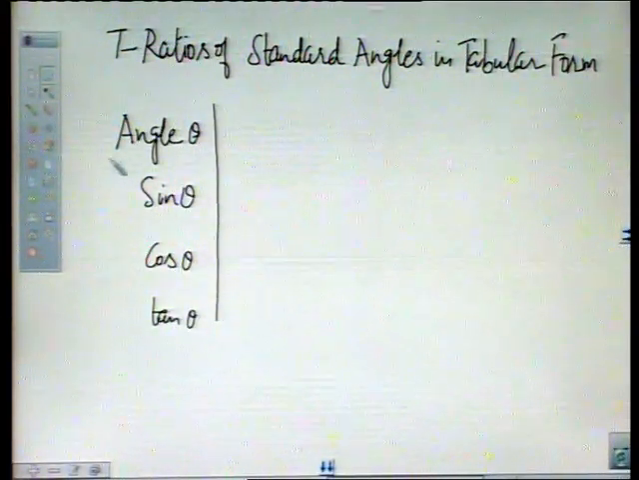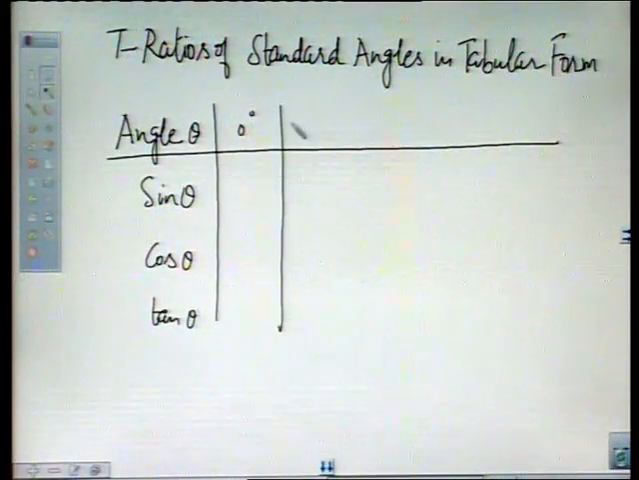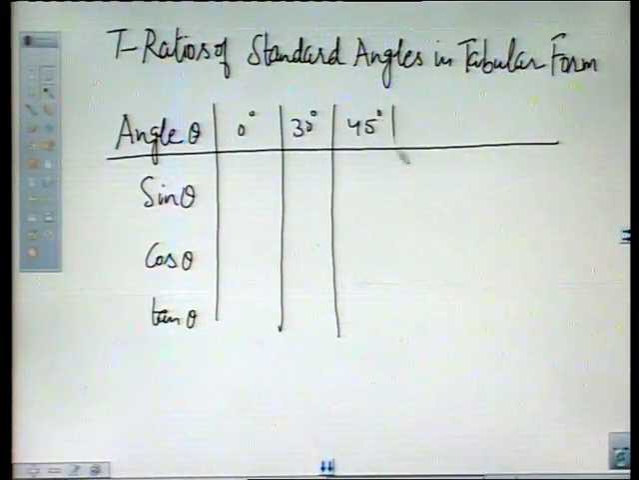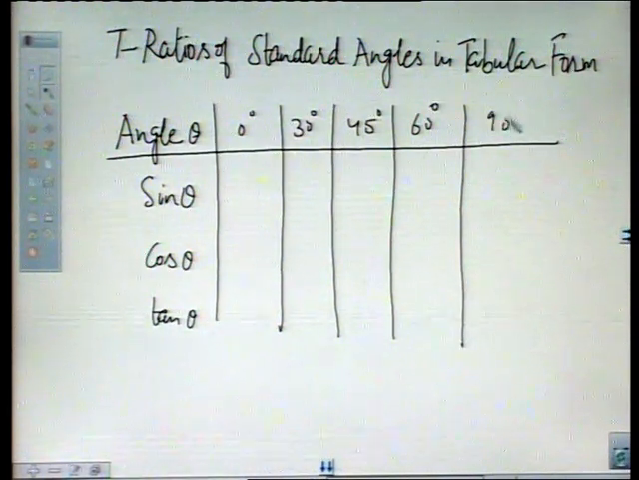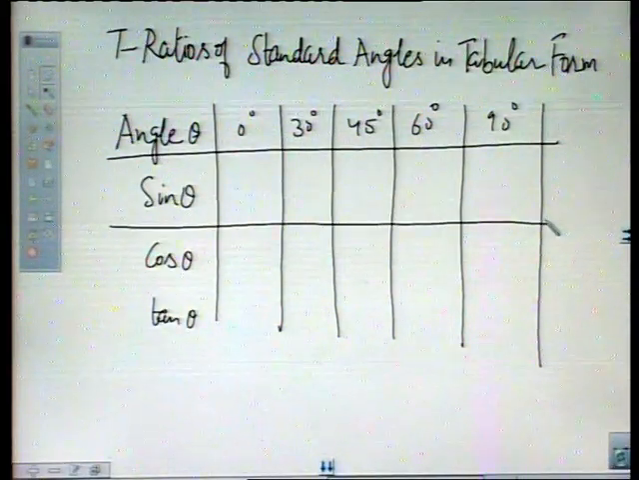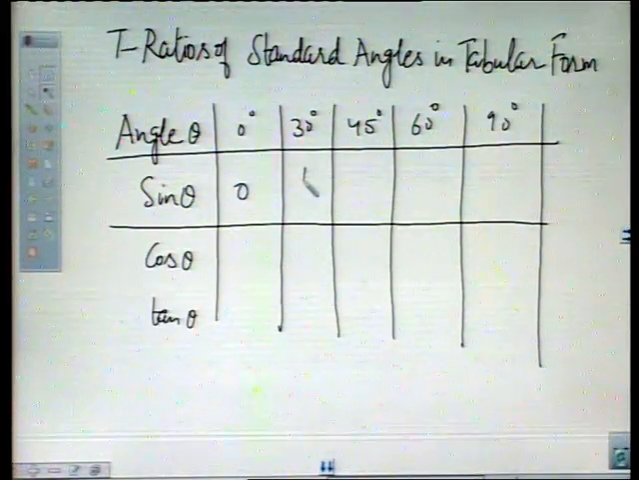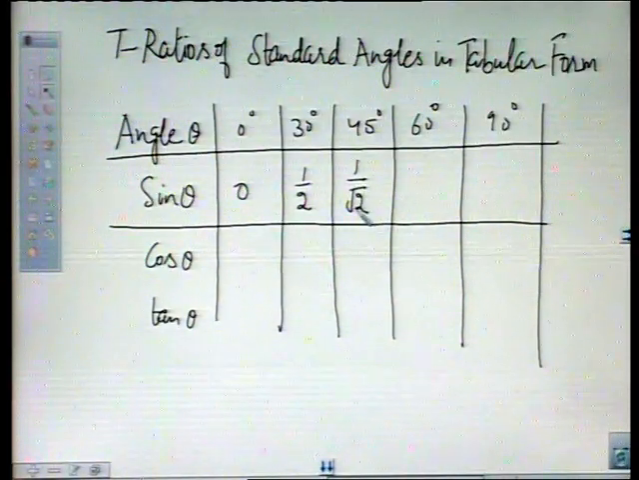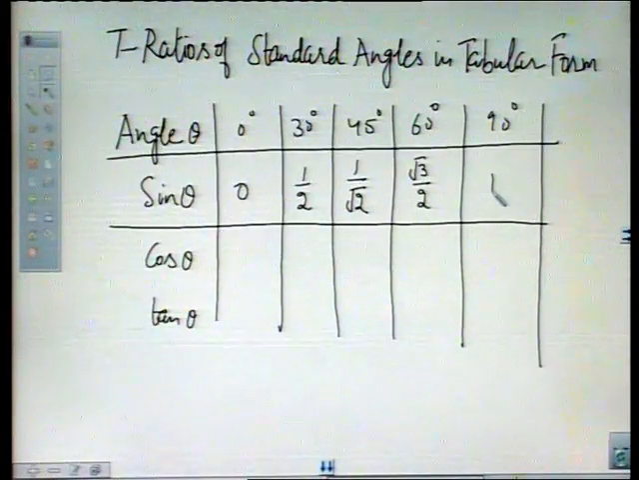Then 0 degree value, 30 degree. Next comes the value of 45 degree, then 60 degree, and then 90 degree. First we write the values of sine. We know value of sine 0 is 0, sine 30 is 1 by 2, sine 45 is 1 over under root 2, sine 60 is under root 3 by 2, sine 90 as 1.